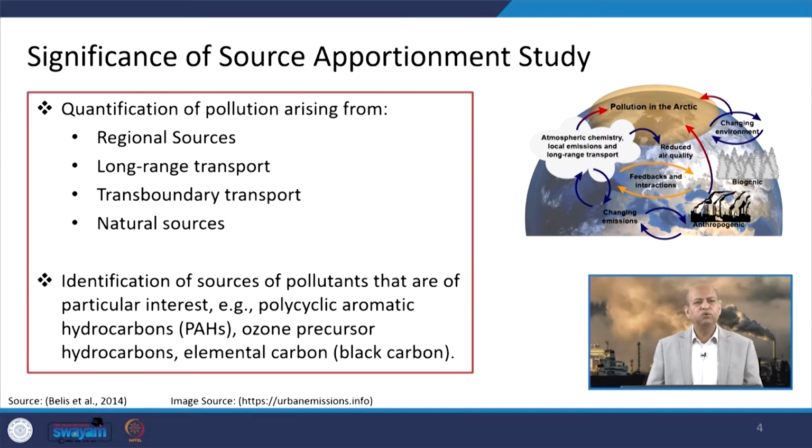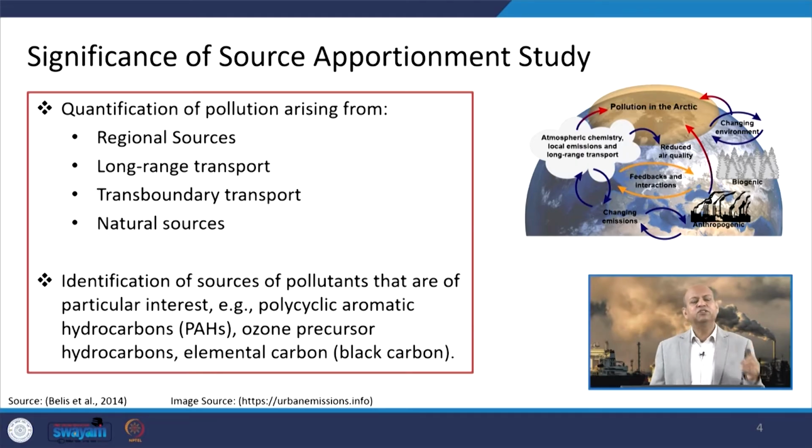When we talk about the significance of source apportionment studies, there is the quantification of pollution coming from different regions. So, the regional sources, or whether it is coming from long range transportation from different areas, and transboundary transportation of pollutants also happens. Then there may be natural or anthropogenic sources. So, we can categorize and see which pollutant is coming from which particular source in a dominating manner.